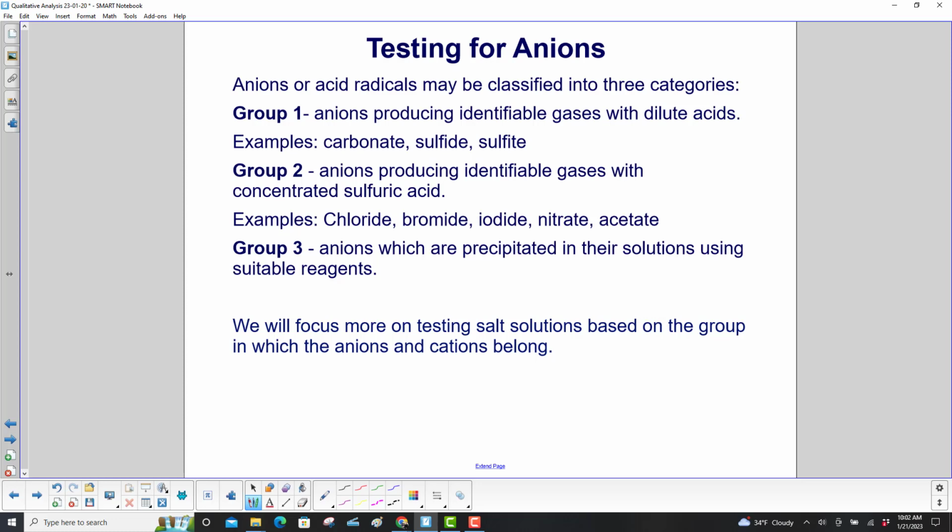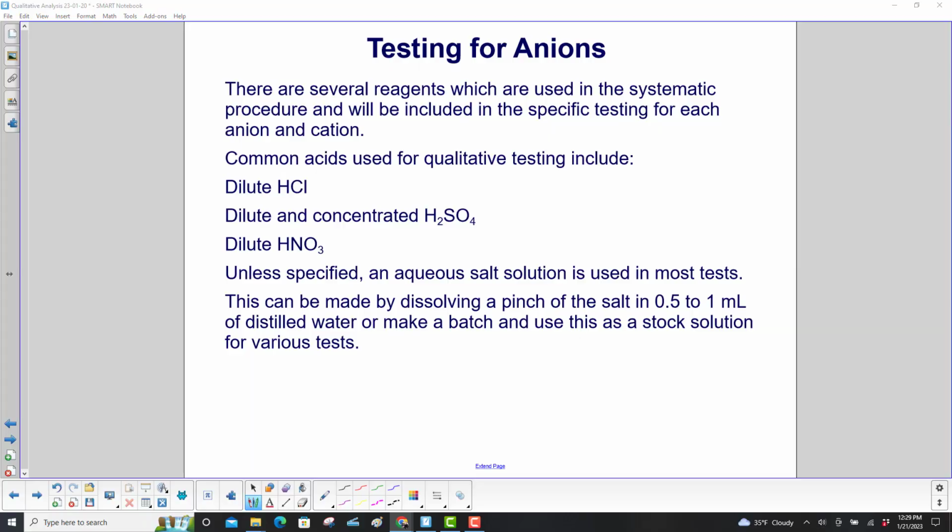We will focus more on testing salt solutions based on the group in which the anions and cations belong. There are several reagents which are used in the systematic procedure and will be included in the specific testing for each anion and cation. Common acids used for qualitative testing include dilute hydrochloric acid, dilute and concentrated sulfuric acid, dilute nitric acid, and unless specified, an aqueous salt solution is used in most tests. This can be made by dissolving a pinch of the salt in 0.5 to 1 milliliter of distilled water, or make a batch and use this as a stock solution for various tests.